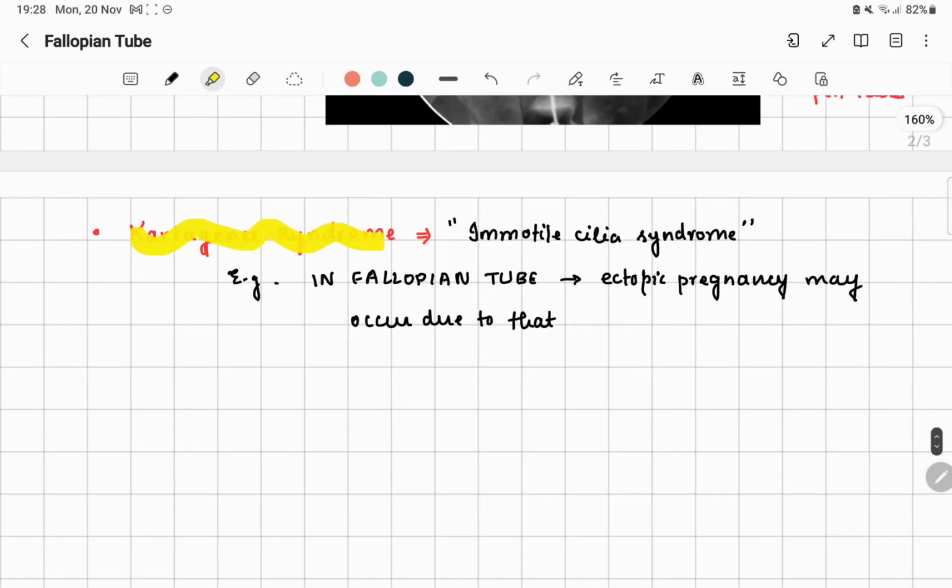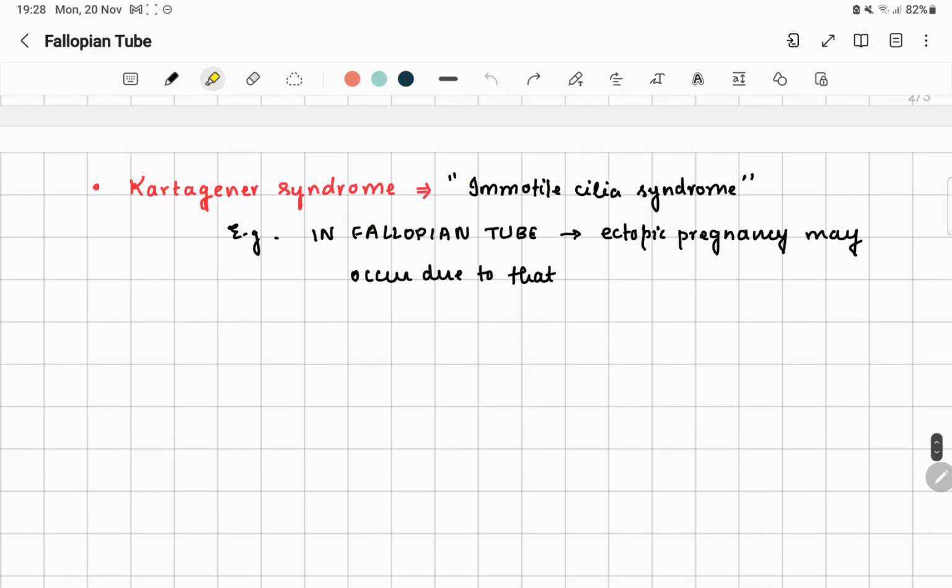And we have Kartagener syndrome, that is immotile cilia syndrome. You must have read it in biochemistry also. If you haven't, let's discuss this. What happens if you have immotile cilia? Due to any mutation, the cilia become immotile. They aren't able to move.